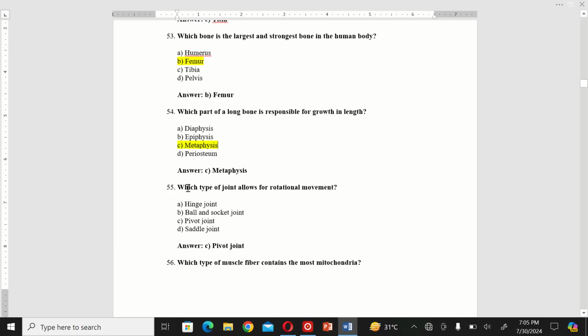The next MCQ is which type of joint allows for rotational movement? A. Hinge joint, B. Ball and socket joint, C. Pivot joint, and D. Saddle joint. So the correct option is C.